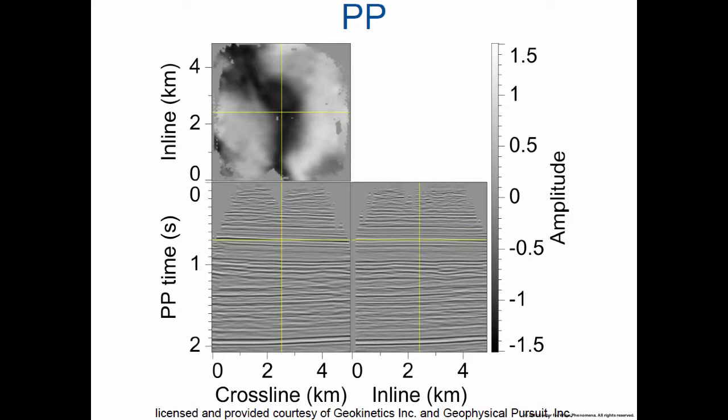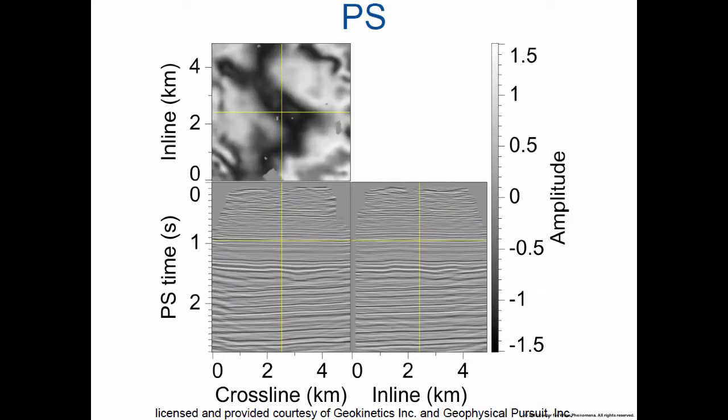Here's the PP image that was provided by Geokinetics and Geophysical Pursuit. This image is showing three different panels that show slices through the 3D image. The bottom panels are showing inline and crossline slices, and the top panel shows a time slice. And here's the provided PS data.